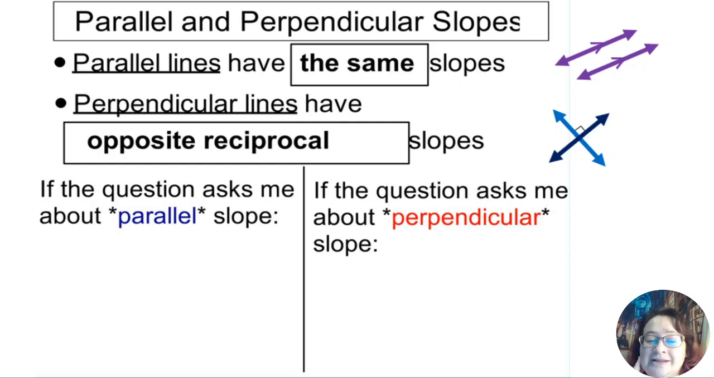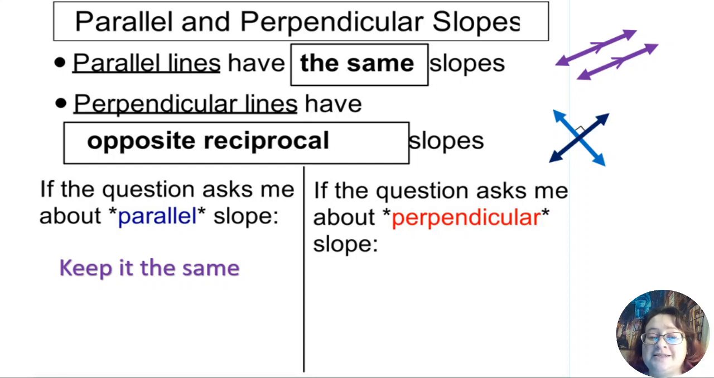First, I want to go back to parallel. If a question asks me about parallel slope, well, it's the same slope, so I keep it the same. I don't change anything. It's the same sign, it's the same number. I keep it exactly the same.